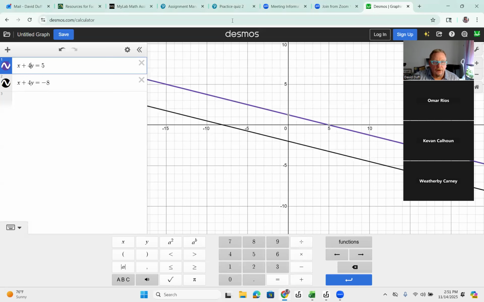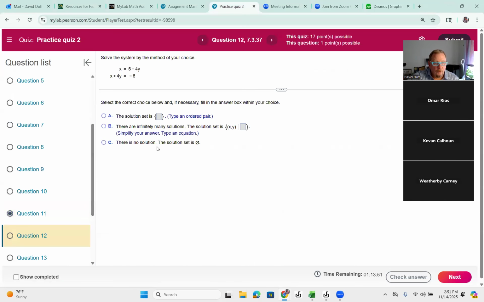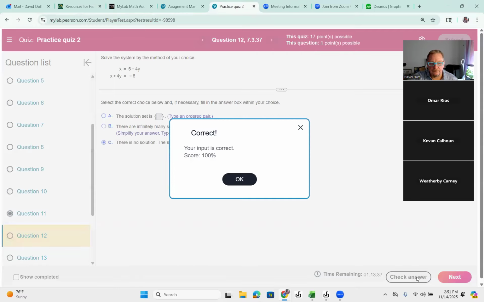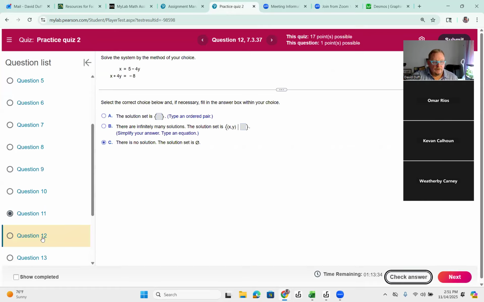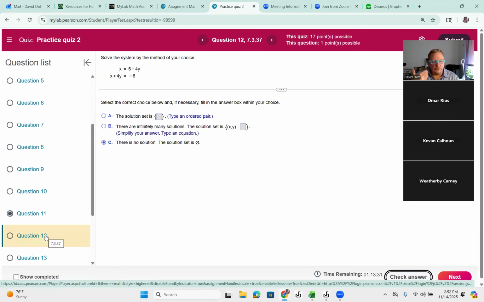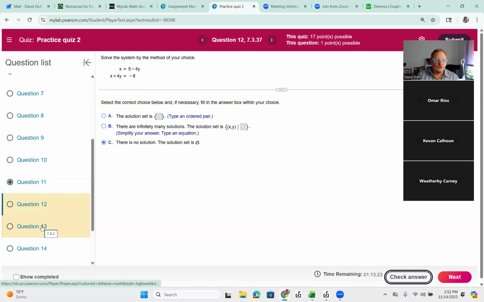So in problem number 12, what's my answer here? A, B, or C? No solution. C. So in problem 11, you have to know how to solve a system of equations. In problem 12, you have to know how to solve a system of equations. We'll use the addition method to do that, which means we want to have 2 equations where when we add them together, one of the variables is going to cancel out.